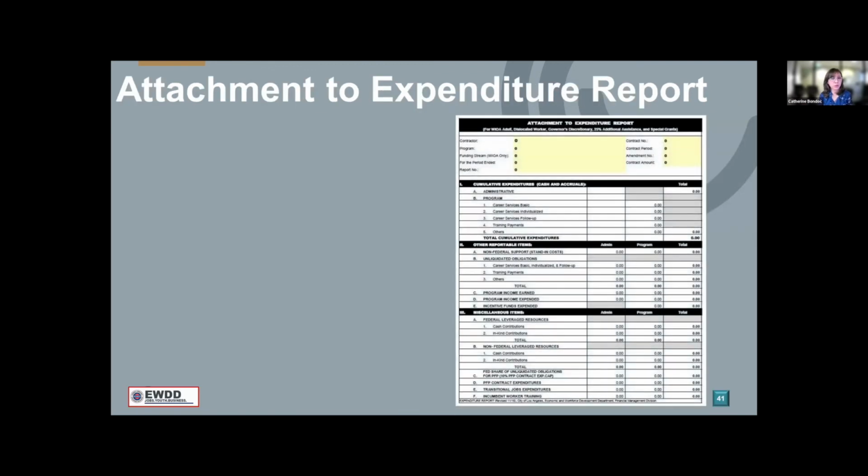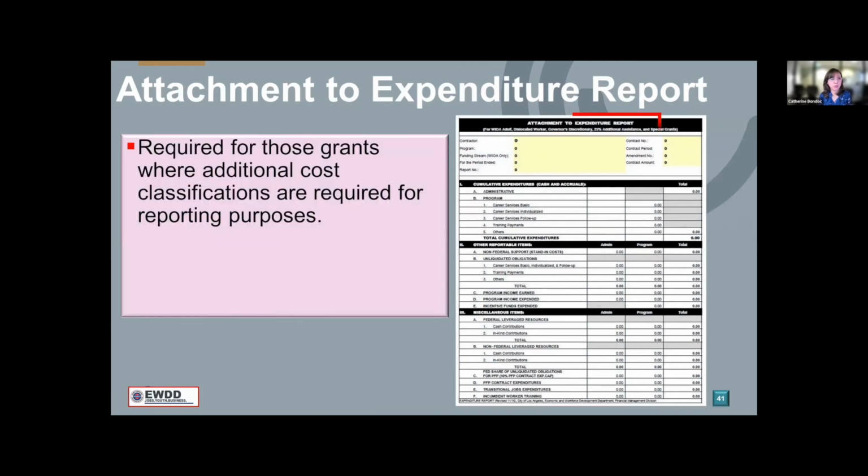This one is only for WIOA. I wouldn't go over this one, but sometimes a grantor would have specific requirements, expenditure breakdowns that they might require for further grants. And in those cases, if that information cannot be accommodated in the regular expenditure report, we might just have an attachment to that so that we can actually capture that data so that we can report. Okay.